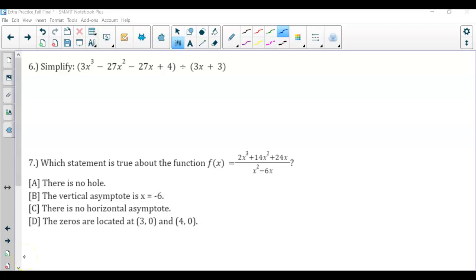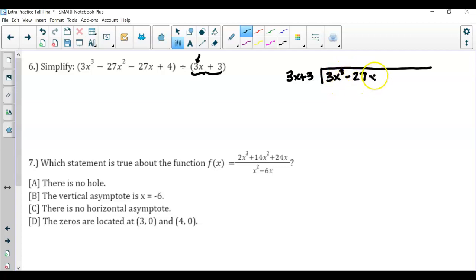So now in question number 6, here's another review on our polynomial functions, but we are dividing these two polynomials. Now notice, because we're dividing by 3x plus 3, we cannot use synthetic division because of this coefficient of 3 here, so we do have to do long division. So we're going to set it up. We're dividing 3x plus 3 into our polynomial expression here.